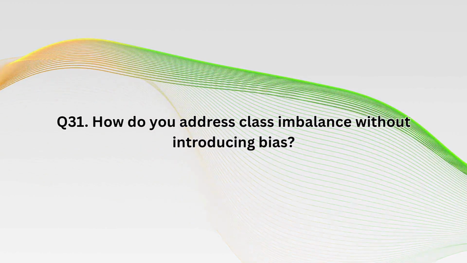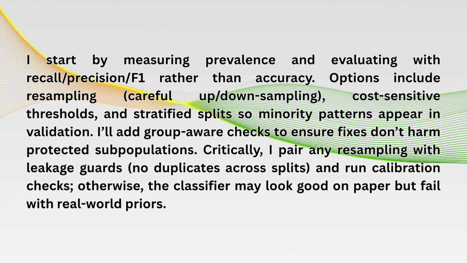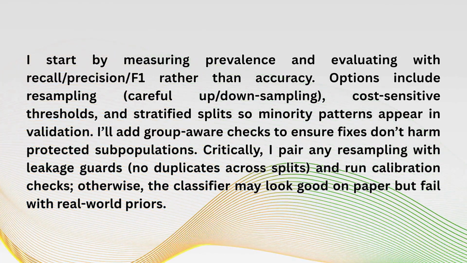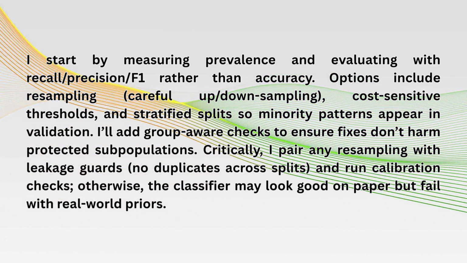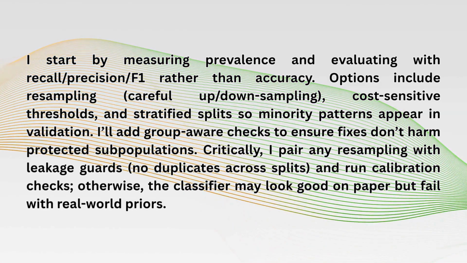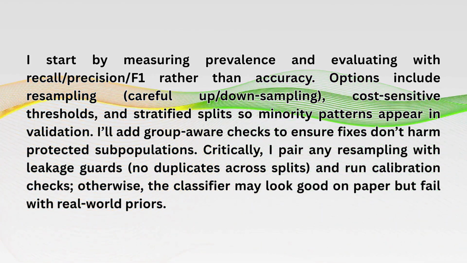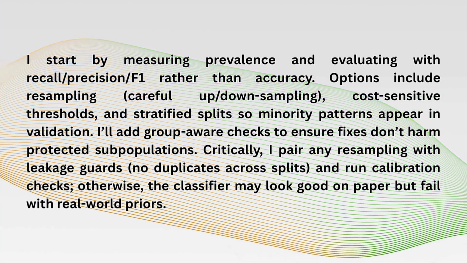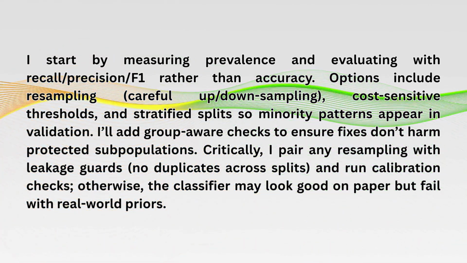How do you address class imbalance without introducing bias? I start by measuring prevalence and evaluating with recall, precision, and F1 rather than accuracy. Options include resampling, careful up or down sampling, cost-sensitive thresholds, and stratified splits so minority patterns appear in validation. I'll add group-aware checks to ensure fixes don't harm protected subpopulations. Critically, I pair any resampling with leakage guards, no duplicates across splits, and run calibration checks. Otherwise, the classifier may look good on paper, but fail with real-world priors.